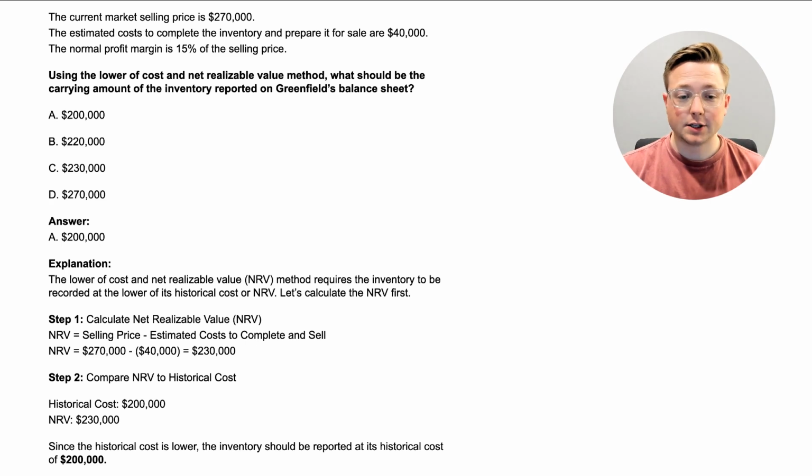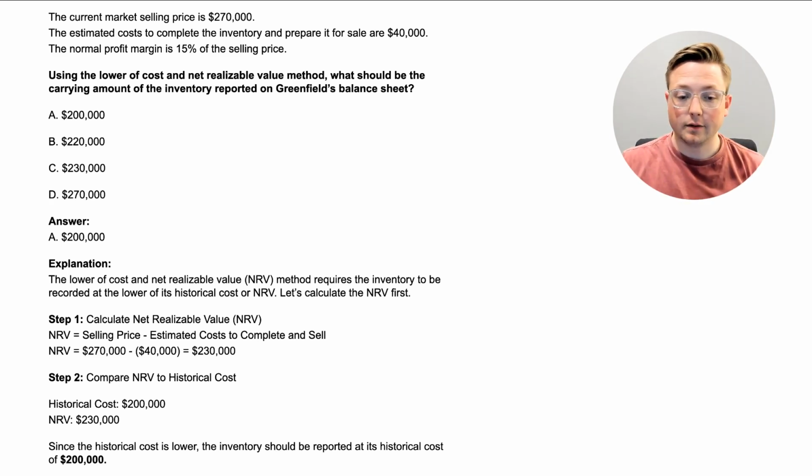All right, here we are. The answer is A, $200,000 is going to be the carrying amount using the lower of cost and net realizable value method. So let's walk through this. The lower of cost and net realizable value, or NRV, method requires the inventory to be recorded at the lower of its historical cost or its NRV. That's pretty clear in the name, but what does that mean?